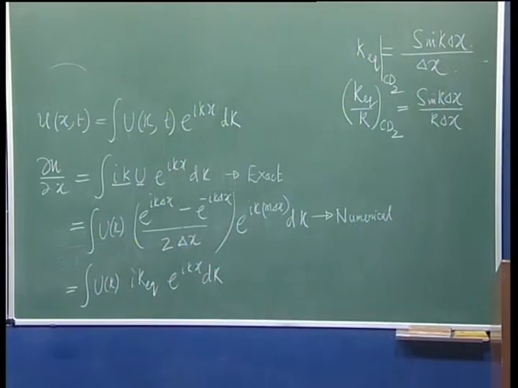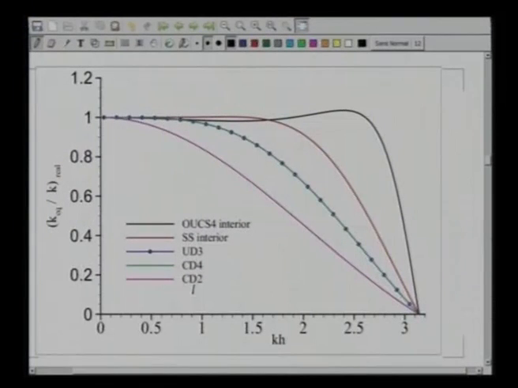What is k h? k h is nothing but non-dimensional k. k is a wave number. Its dimension is 1 over length, and h is delta x, which has a dimension of length. So, k h is non-dimensional, and we have shown it in a limit of 0 to pi. Okay. Now, once you see that, you notice that we have shown here the CD2 scheme.